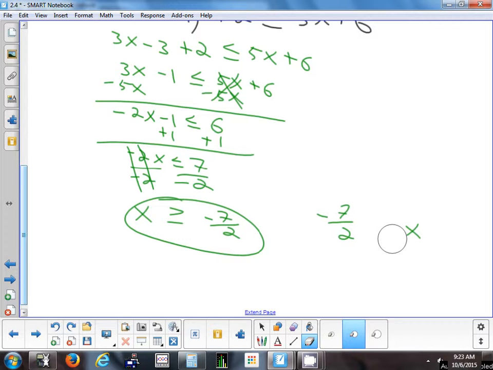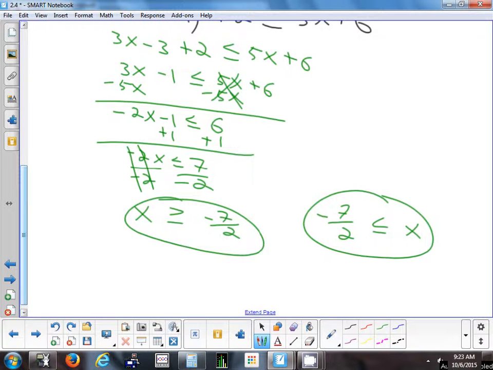Let's see. It's the same thing. It's exactly the same thing. Okay, this is definitely the preferred way because if you do it that way, you want to graph it. This tells you which way to shade because the letter's already on the left.